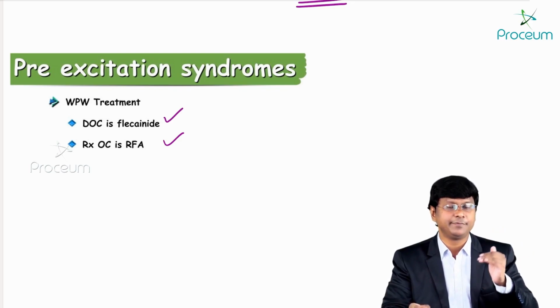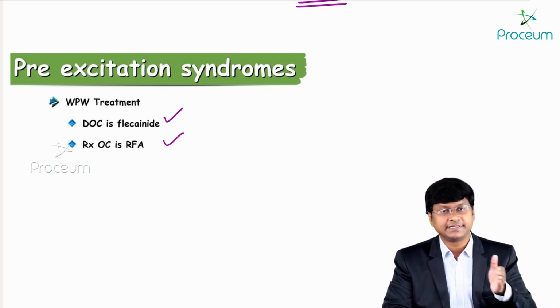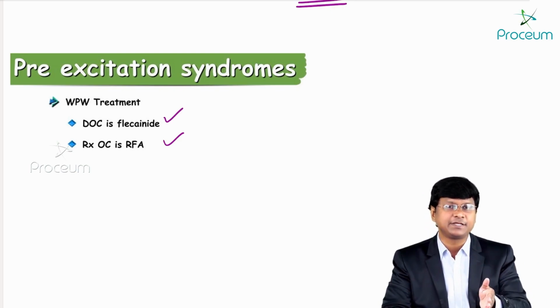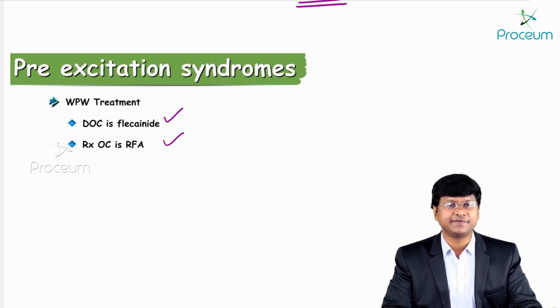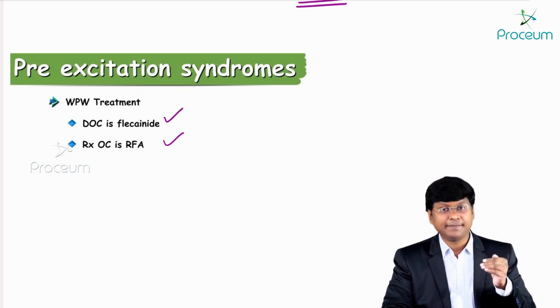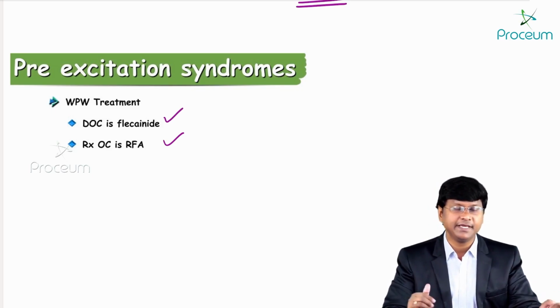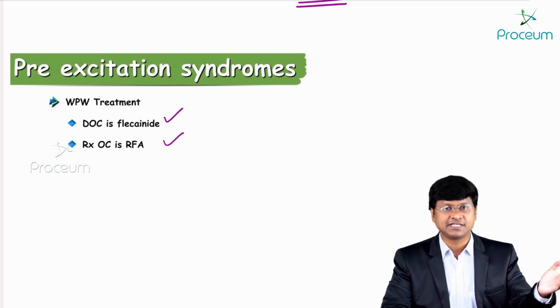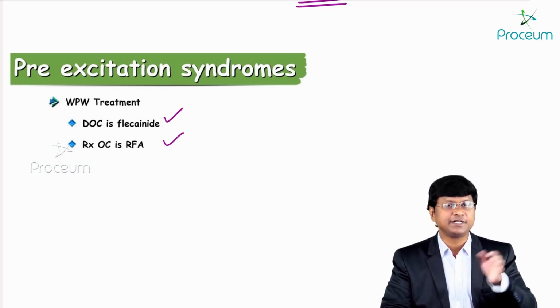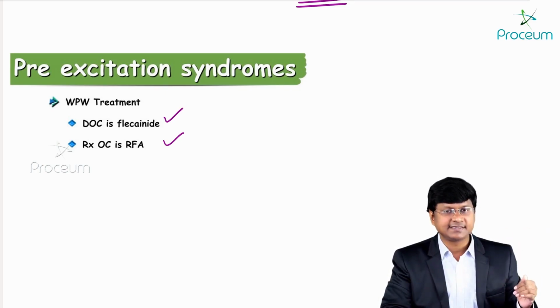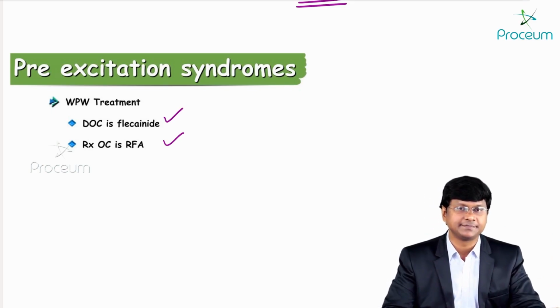And what is the previous classification? Type A and Type B WPW syndrome. Type A WPW syndrome, that is your left-sided pathways. So in left-sided pathways, what will be the ECG manifestation? You will have a dominant R wave in V1 as well as V2. Whereas Type B WPW syndrome, that is your right-sided pathways. In right-sided pathways, you will have a negative QRS complex in V1 as well as V2. That is your Type A and Type B WPW syndrome. So this was the previous classification, but the present classification is right-sided pathway and left-sided pathway. Left-sided pathways are again subdivided. Right-sided pathways are also subdivided.